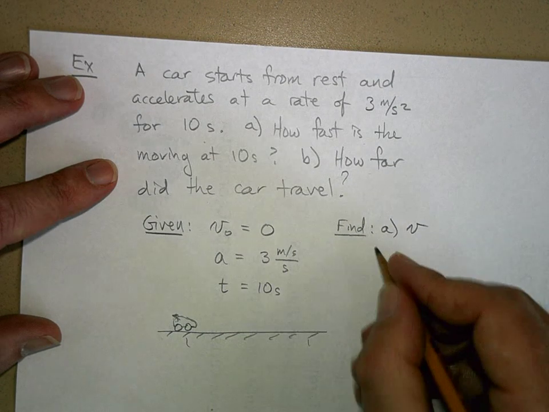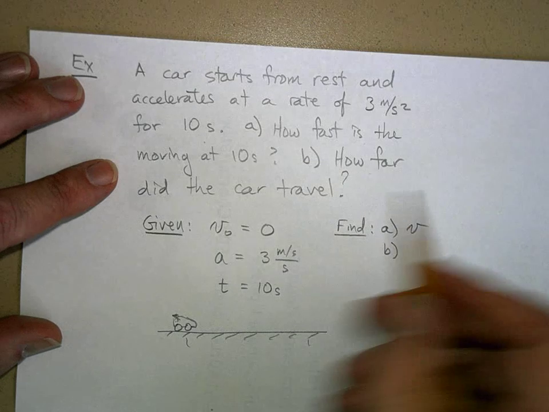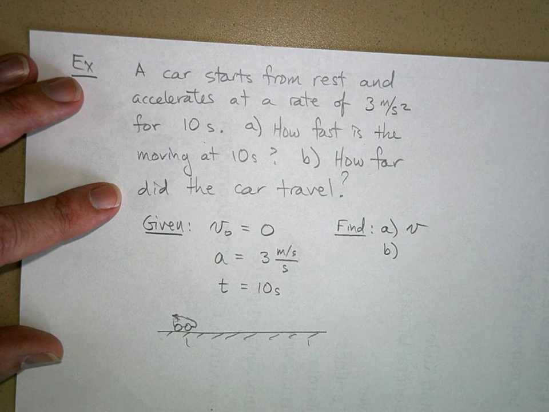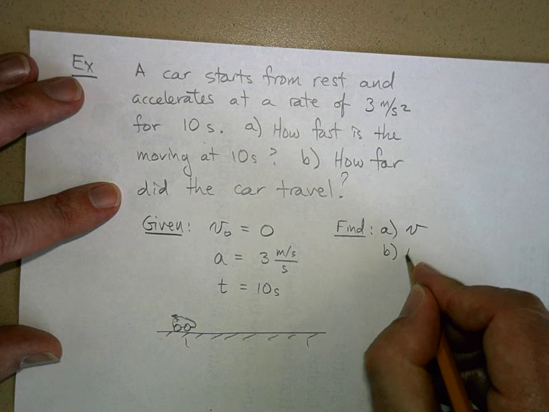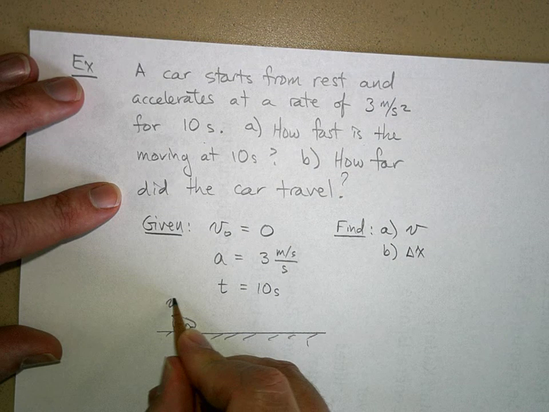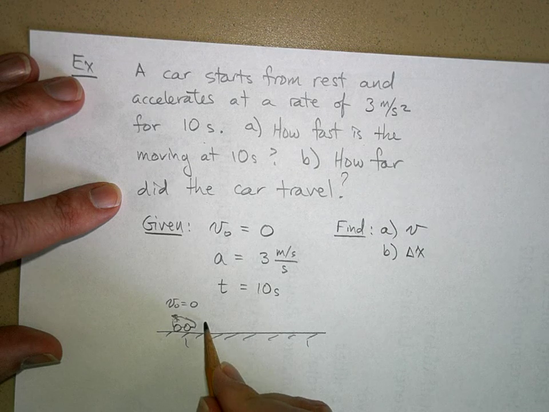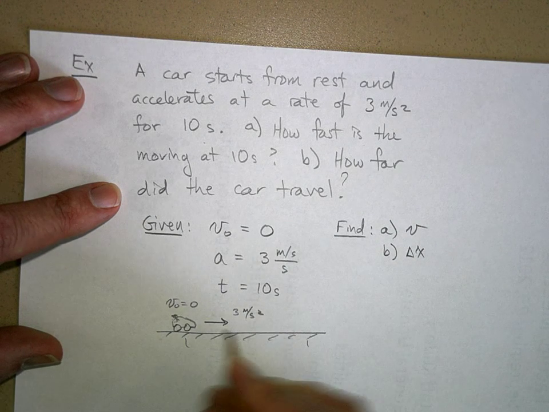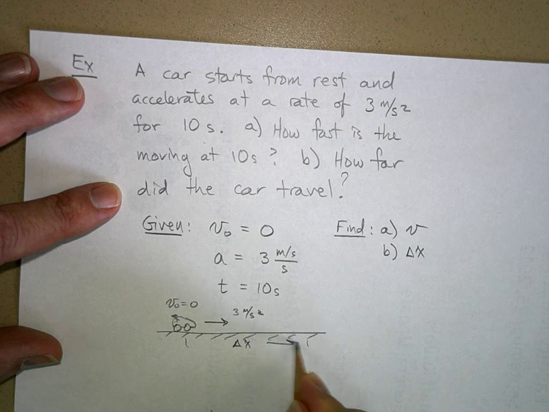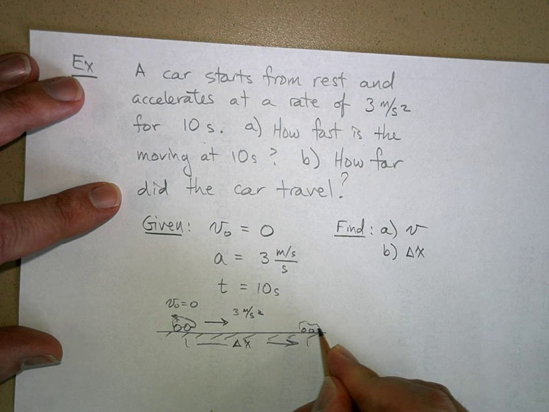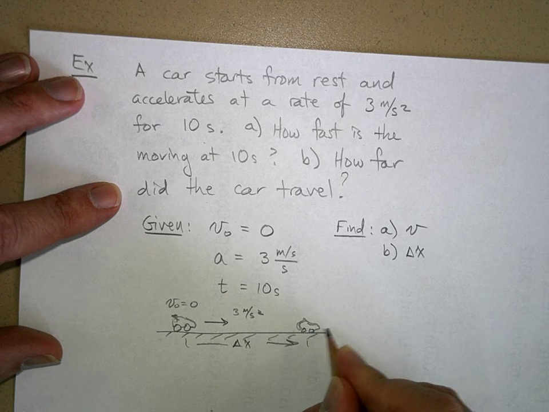And then for part B, how far did the car travel? What's the variable we use to represent that? Delta x. So if I was to draw a picture of it, I could say, okay, v naught equals 0. I'm going to accelerate at 3 meters per second squared. I'm going to go a certain delta x. And here's my car. You know, at the end, it changed shape. I don't know why. Okay, and here's its final velocity.